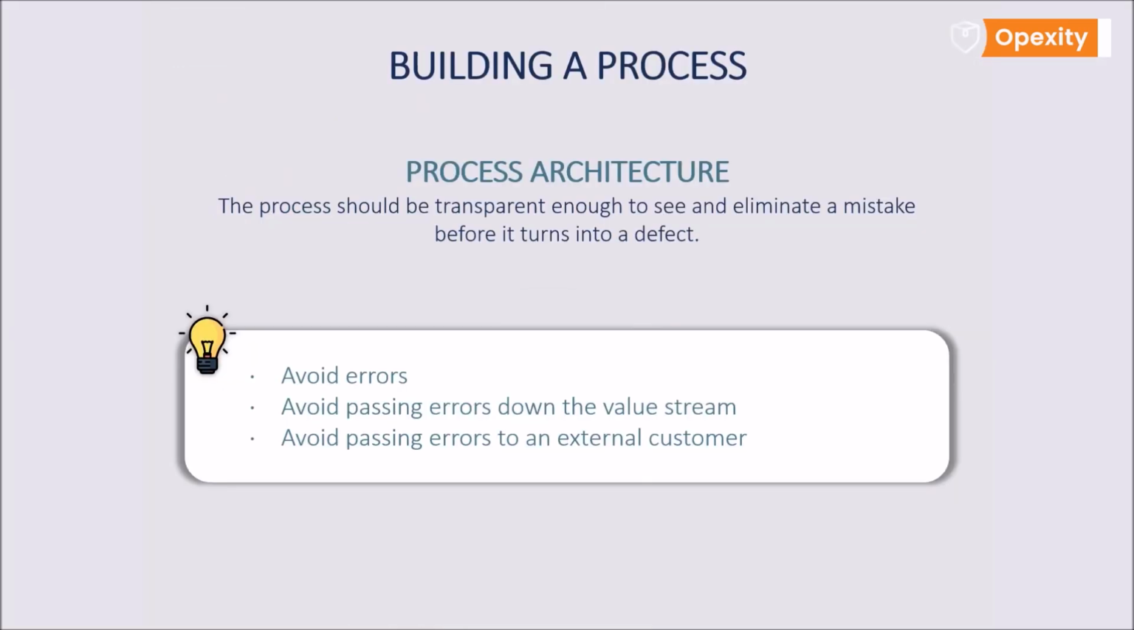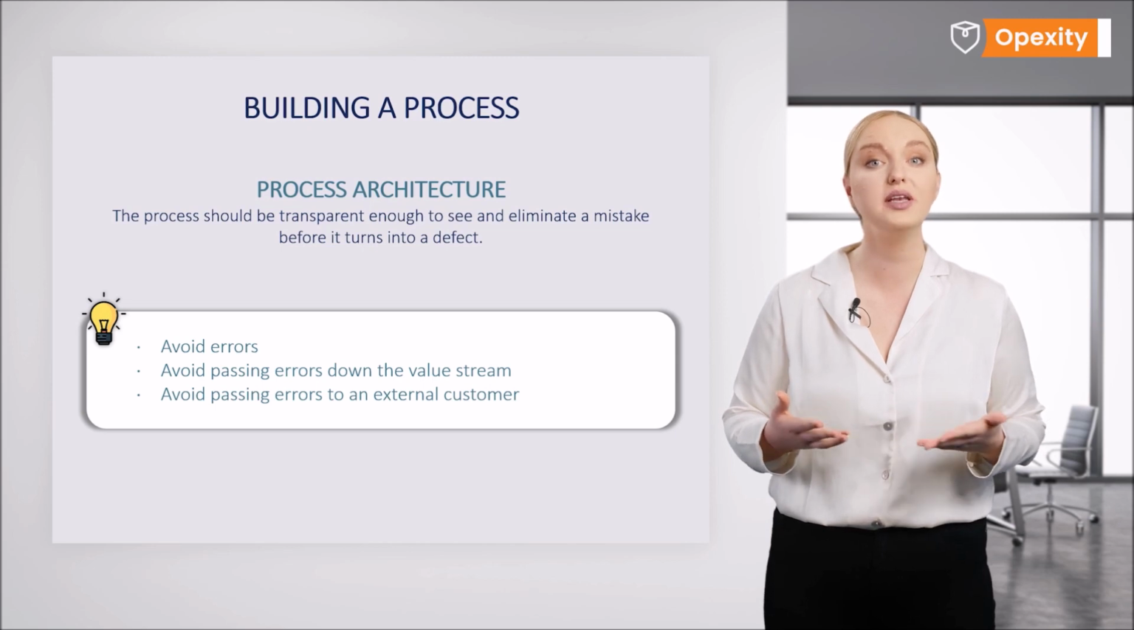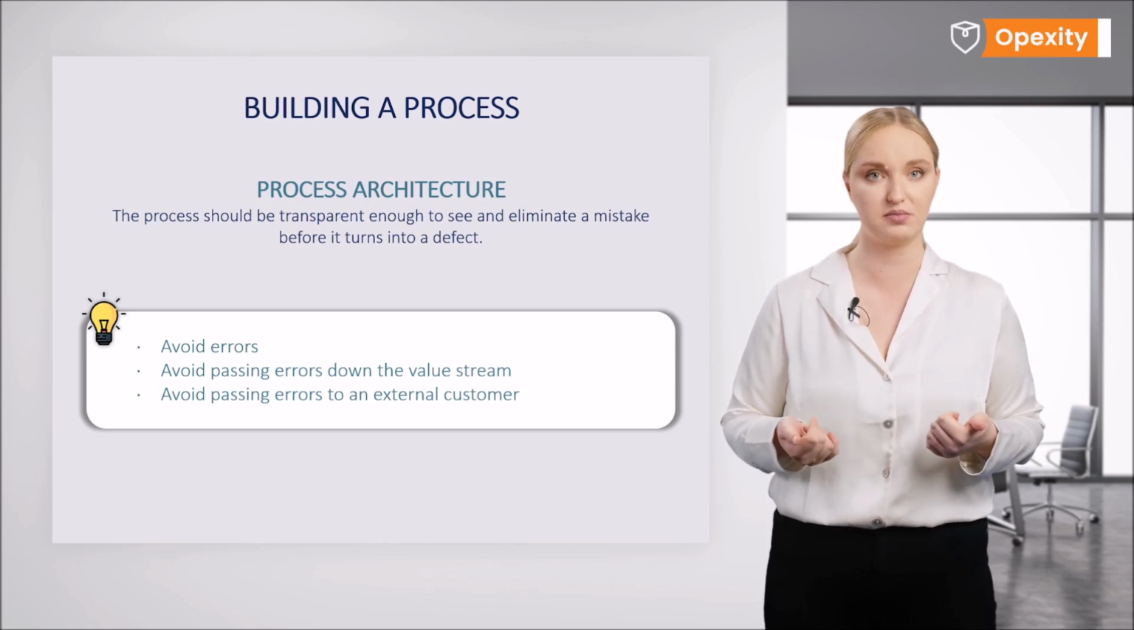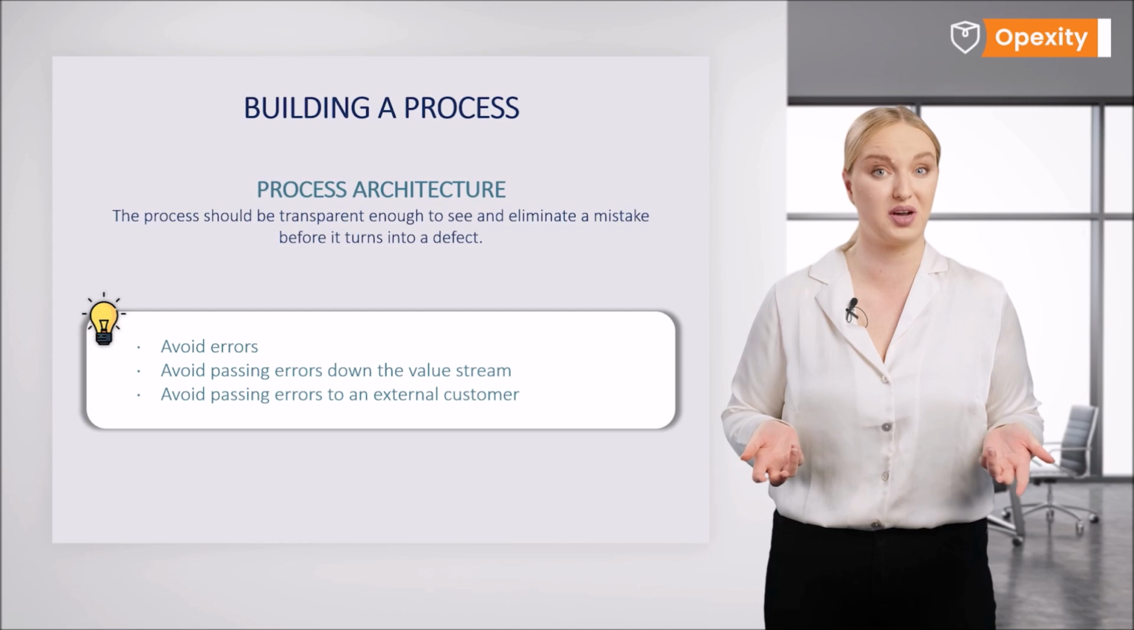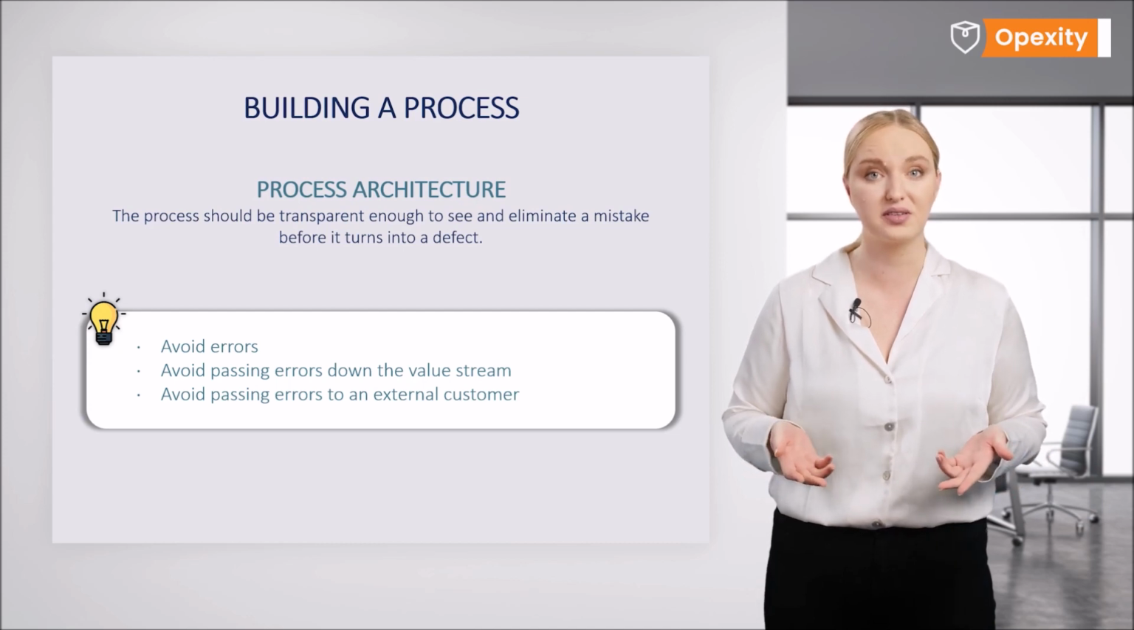First, avoid errors. By this I mean situations that are already identified as error generators, like forms that must be typed out manually each time. Instead, try and convert them to be filled out electronically, with some data being autofills. Second, avoid passing errors down the value stream, for example, to an internal customer. No one likes to correct work that isn't theirs.